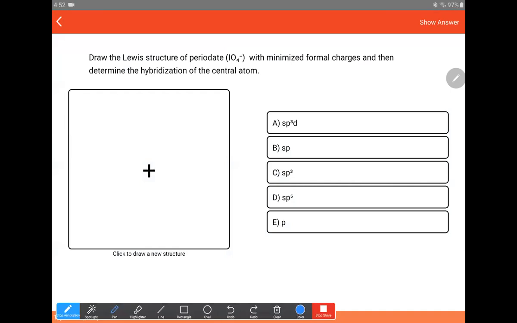All right, this is a hard one. We got a tough Lewis structure that we're going to build. And then we're going to minimize the formal charges. And then we're going to determine the hybridization.